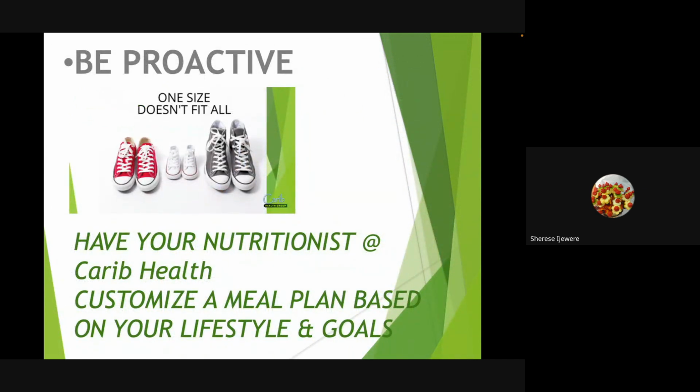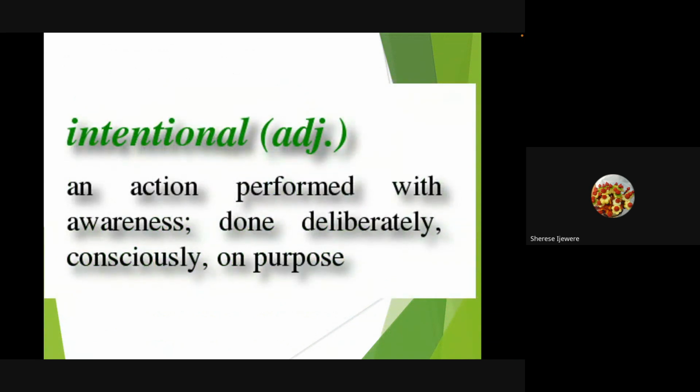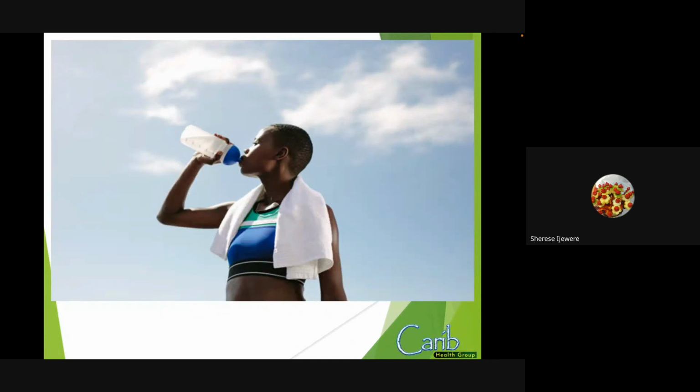Health is by choice. So being proactive, knowing that one size doesn't fit all. Customizing a meal plan is what the dietitians and nutritionists do, and building lifestyle modifications and goals for each patient. Really having that sit down, take your time, talk with the patient. Supporting the patient by helping them with understanding what intentionality means. Of course, being aware, doing things deliberately, consciously, on purpose. Have your patient be responsible for what's going on. It's not about the pill.